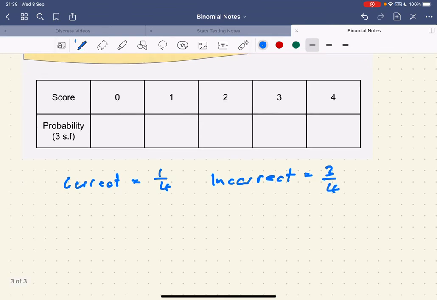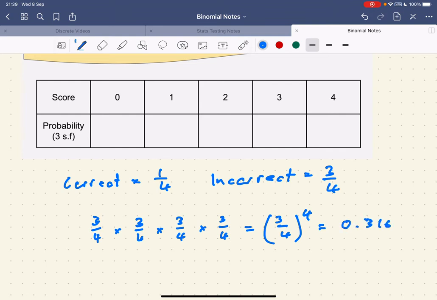So to get 0 correct, we would have to get 3/4 times 3/4, 4 times in a row. We'd have to pick the wrong one. There's a much easier way of writing that. That's 3/4 to the power of 4. And that ends up being 0.316. So we can fill that one in as 0.316. Now you can check that with your calculator.